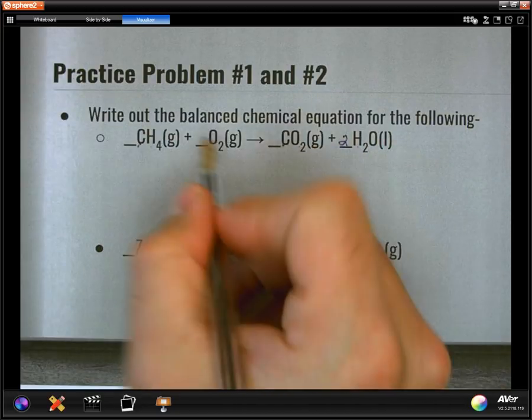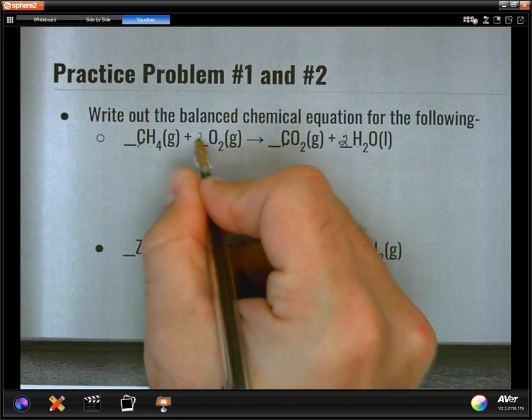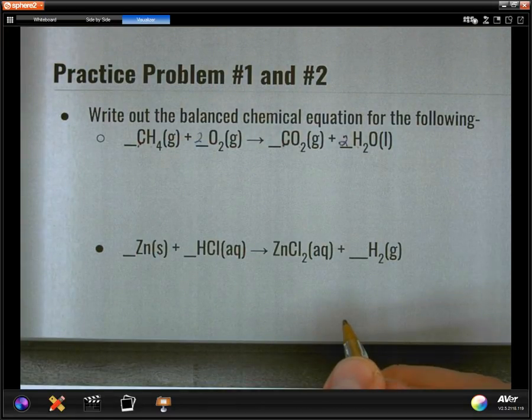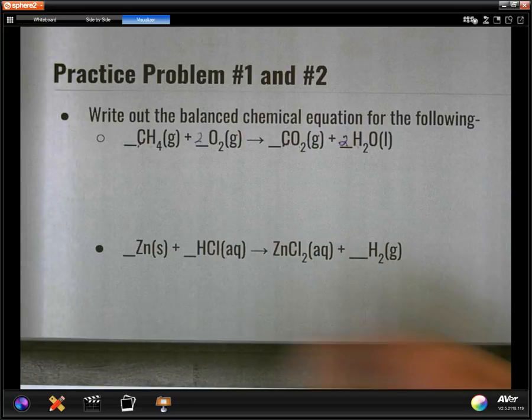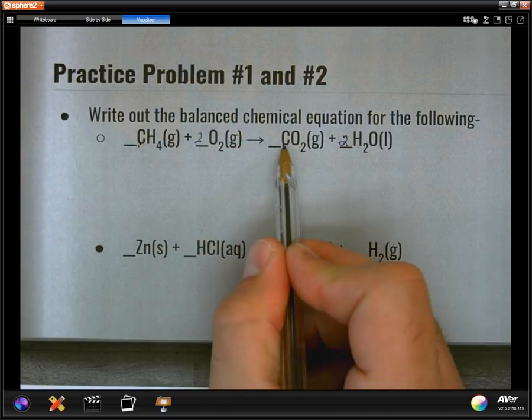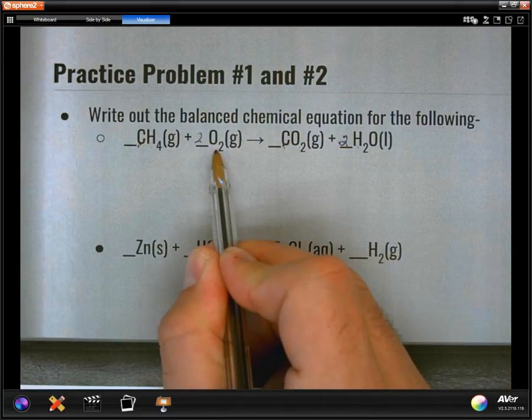So now I got to come back over to this side and add a 2 here to double my amount of oxygens to get my 4 oxygens. So again, play ping pong. Pick an element and just jump around. 1 and 1, 2 and 2, 4.